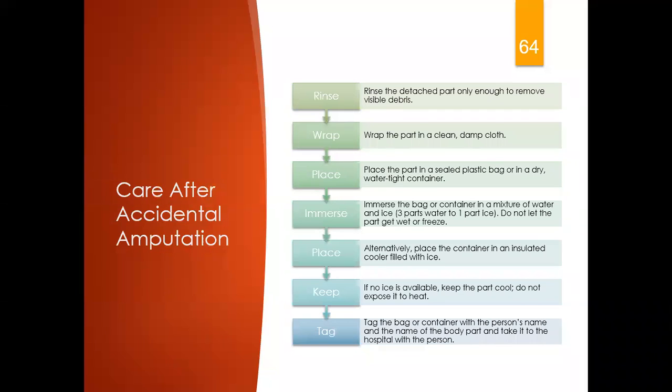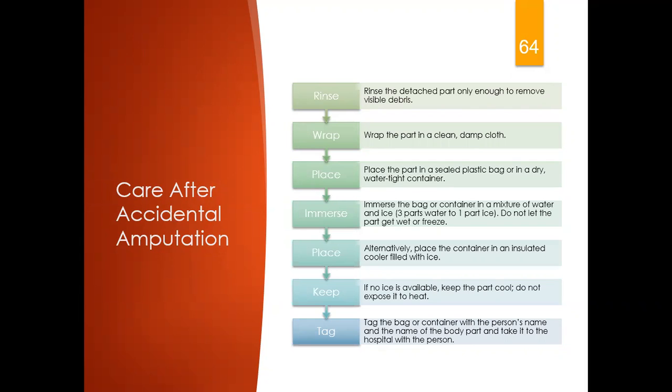After we've accidentally amputated something, we need to rinse that detached body part enough to remove that visible debris. We want to wrap the body part in a clean, damp cloth, place that body part in a sealed plastic bag or in a dry watertight container, and then put whatever we've put it in into a mixture of water and ice. So lots of ice water.